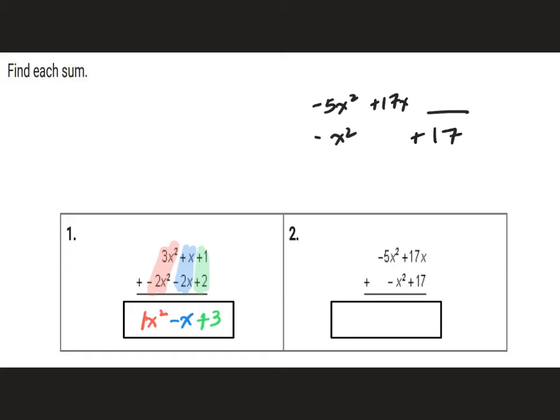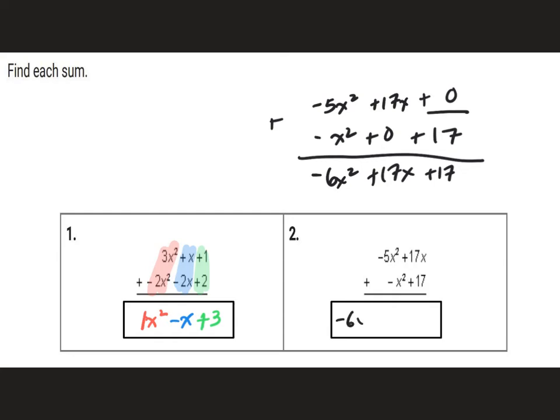Okay. Now I'm going to just kind of replace everything that is an empty space with a 0. So this is plus 0, this is plus 0. I'm going to add. Right? So when I add these together, I get negative 5x squared plus negative 1x squared is going to be negative 6x squared. 17x plus 0 is going to be 17x. And then 0 plus 17 is going to be 17. And so this would be my fully simplified expression.